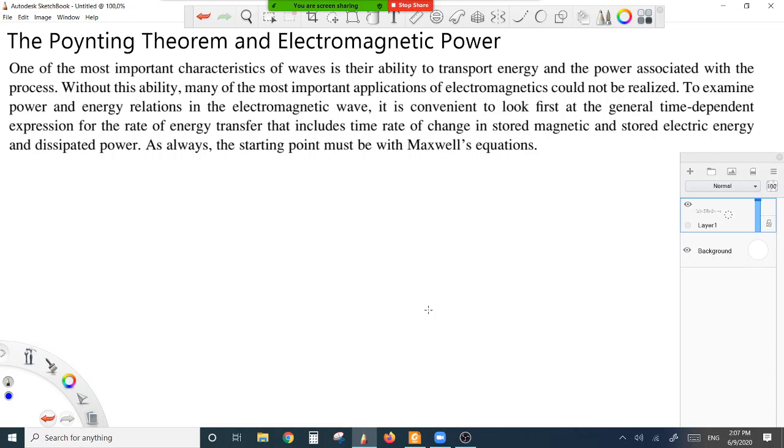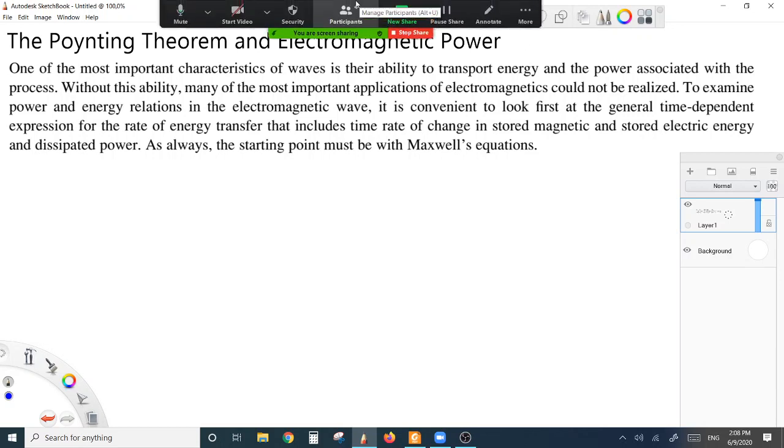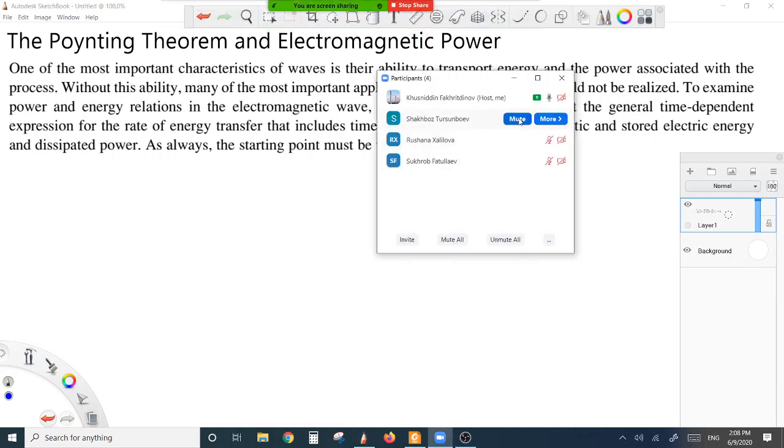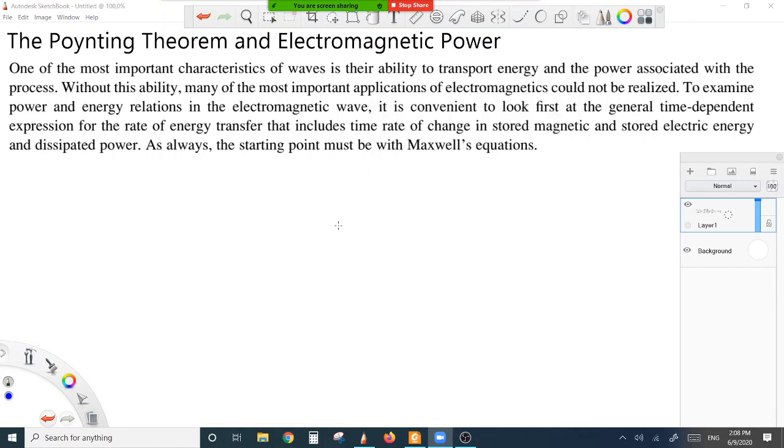We start today's lesson. Today we discuss the electromagnetic power that is transmitted with electromagnetic waves. And we also discuss the Poynting theorem.